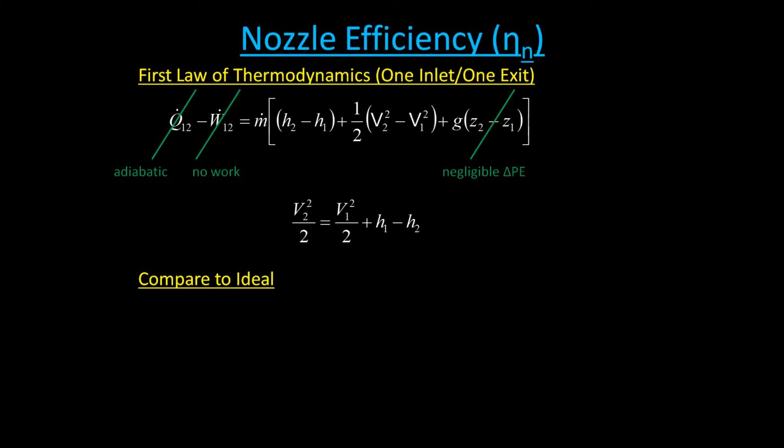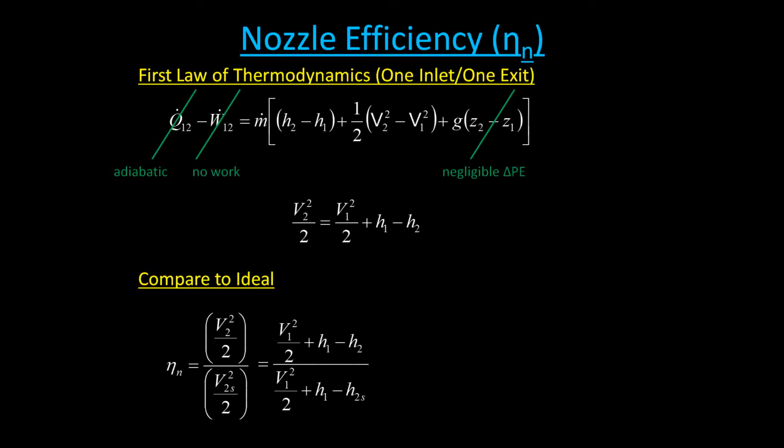So now if we compare our ideal to our actual, ideally all of that energy we had coming in, we're going to convert it all. We're going to get the max amount of velocity coming out, but in actuality we're going to have some irreversibilities, so we're not going to get as fast. Our actual is going to be less than our ideal in terms of velocity. So we'll have actual on top and our ideal velocity at state 2 on the bottom.